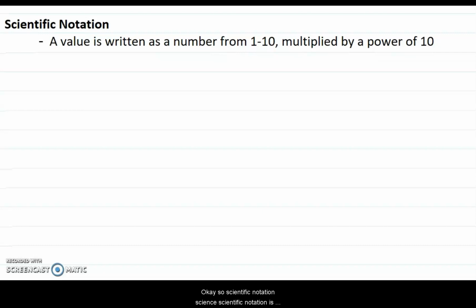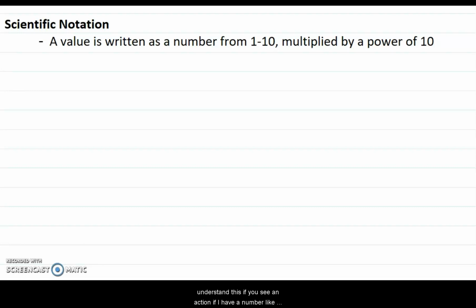Okay, so scientific notation. Scientific notation is just a tool that we use to write numbers in a more manageable form. So what we do is we take a number and we write that number as a value between 1 and 10, and then whatever that is multiplied by a factor or power of 10. So for example, it's easier to understand this if you see it in action.